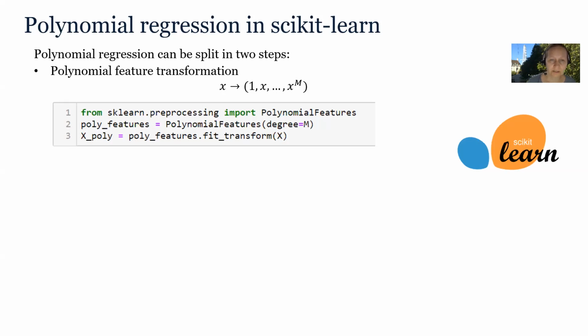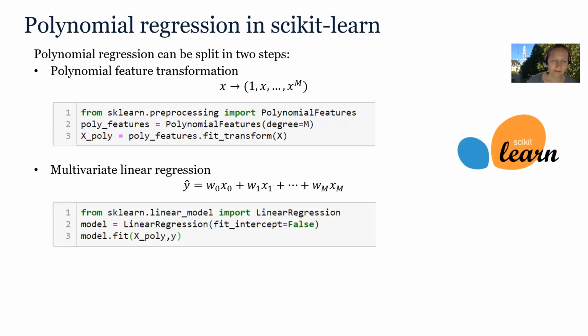So if we just look at the univariate polynomial regression, so that means we have just one feature x, then this polynomial feature transformation will transform this feature x into m+1 polynomial features. So they will be 1, x, x squared, and so on. And you can see that this object in scikit-learn is called PolynomialFeatures, and we can choose the polynomial degree. And the original feature matrix X is transformed to the polynomial feature matrix using the function fit_transform.